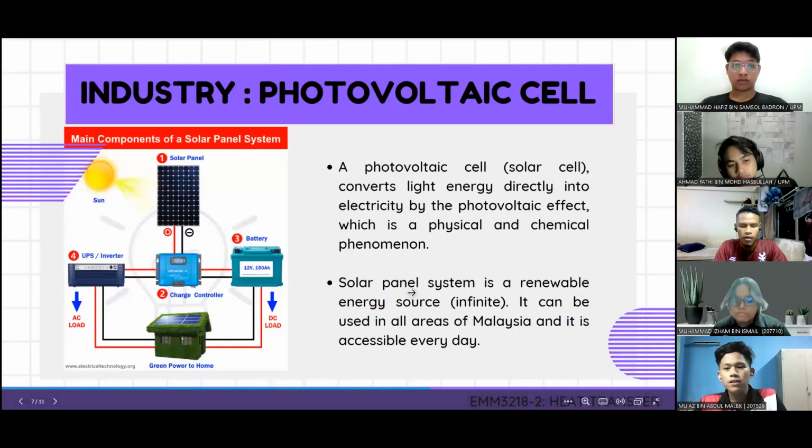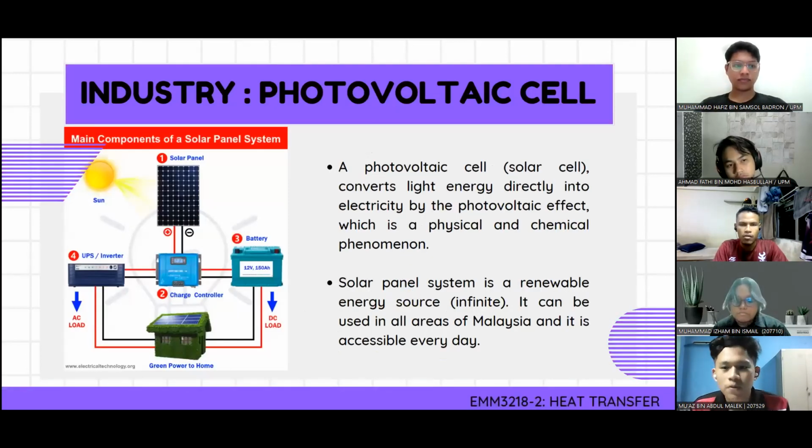Okay, so next is for the industry application. For industry, we have chosen the photovoltaic cell. I can call it PV cell. So a photovoltaic cell is a solar cell which converts light energy directly into electricity by the photovoltaic effect, which is a physical and chemical phenomenon. They have been commonly used currently because technology has been discovered from time to time. So solar panel system is a renewable energy source which is infinite.